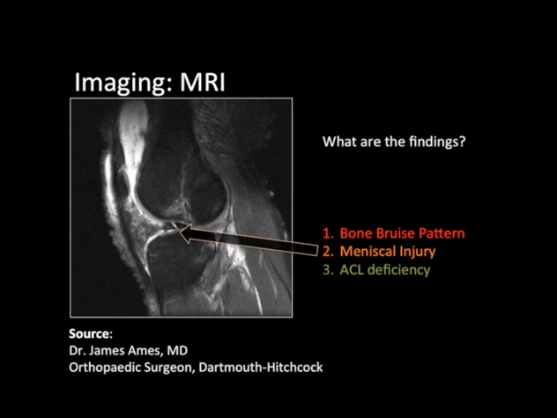Immediately in the middle of the knee, you can see a flap or a white line, and that represents meniscal injury. Also in this image, there is a bone bruise pattern shown by the red stars. And this knee is also, of course, ACL deficient.